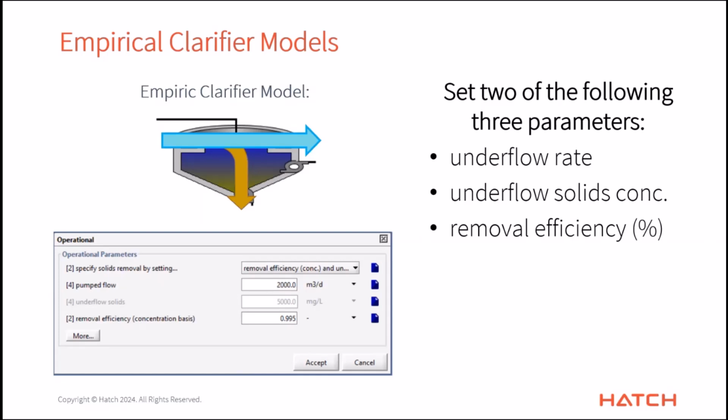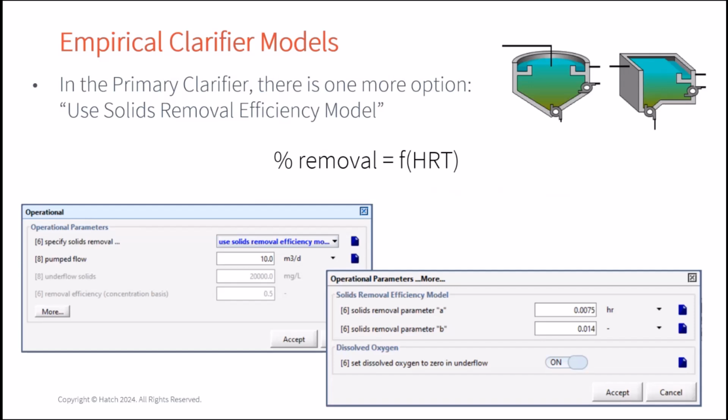So I find personally I end up most of the time using the removal efficiency and the pump flow rate at the bottom here. That's the default setting and is the one that we often use. So basically what it's doing is it is going to adjust the concentrations in the underflow to do that mass balance.